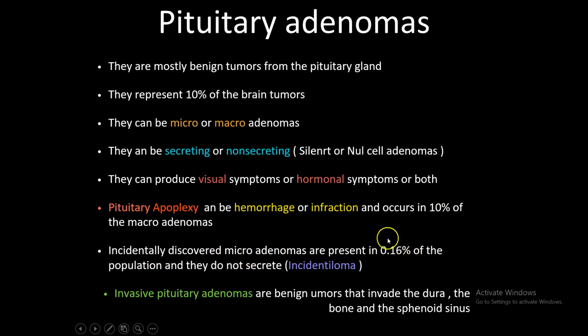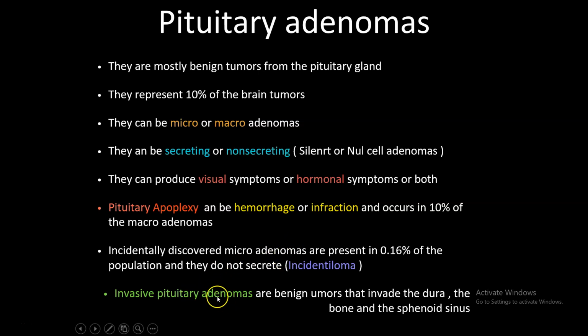There is also something called incidentally discovered microadenomas, present in 0.16% of the normal population of the whole world, and we call it incidentaloma. What is incidentaloma? An incidentally discovered microadenoma which is not secreting. Of course, if it is secreting, it will be symptomatic. But if you do an MRI for whatever reason and you find a small microadenoma in a patient that never complained, leave it alone. Most of them stay stationary, and just observation.